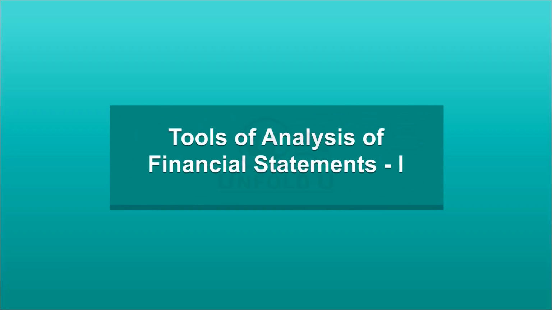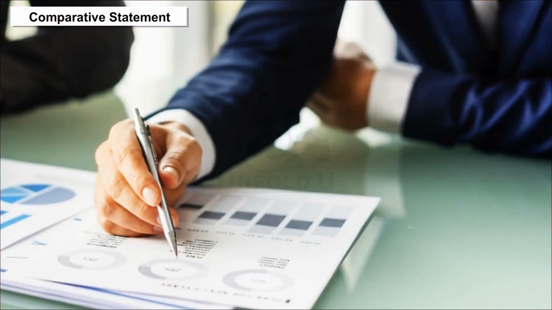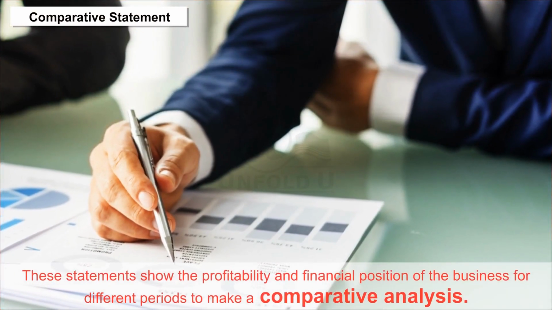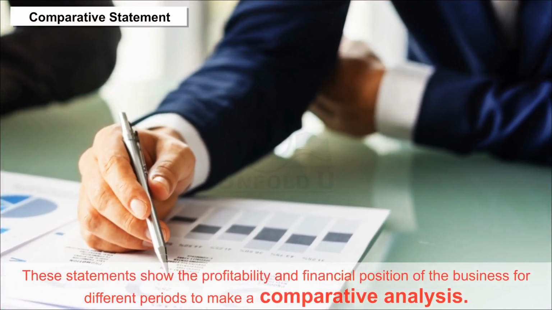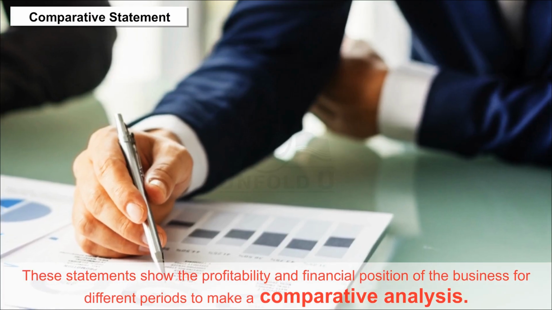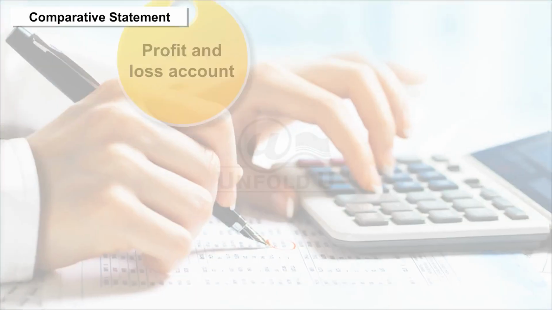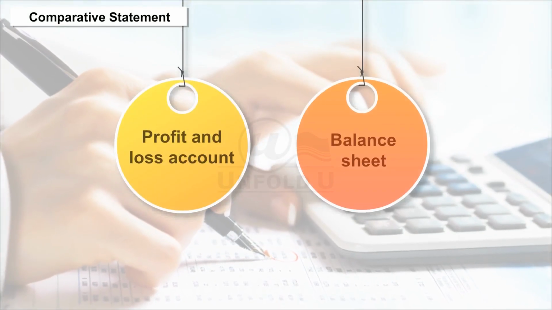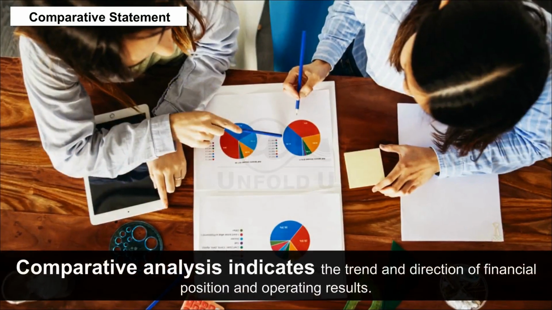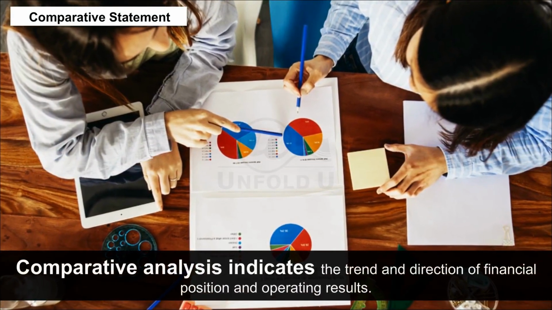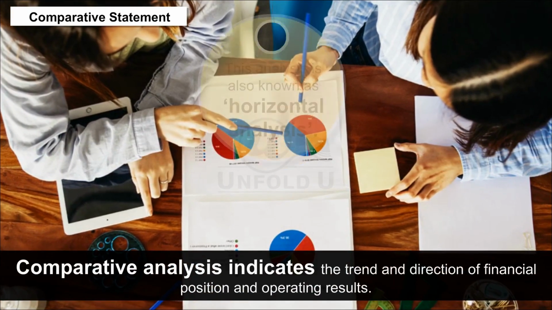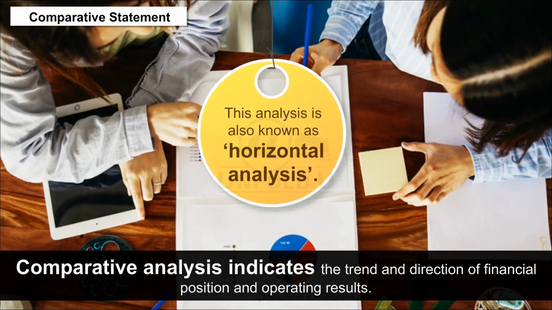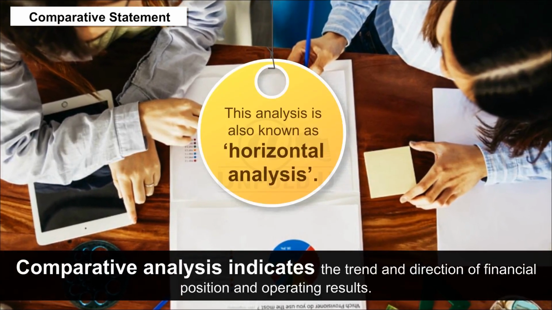Tools for analysis of the financial statements. Comparative statement. These statements show the profitability and financial position of the business for different periods to make a comparative analysis. It is usually done on the profit and loss account and balance sheet. Comparative analysis indicates the trend and direction of financial position and operating results. This analysis is also known as horizontal analysis.